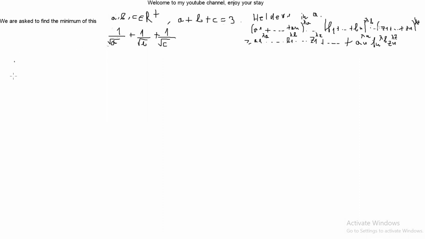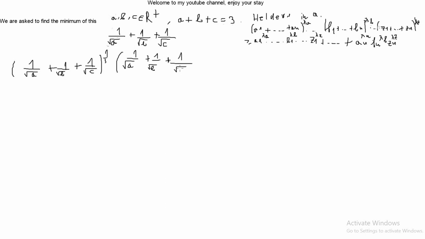We should write this as 1 over square root of a plus 1 over square root of b plus 1 over square root of c, all to the 1/3 power, and we will use this expression again. You might ask why and how I am using this expression. We can use it as many times as we want; we just need the sum of the powers of the parentheses to be 1. So this is completely fine.